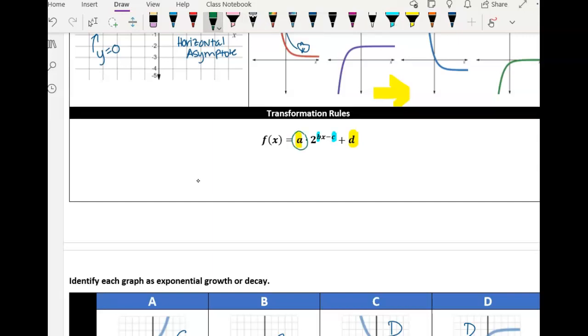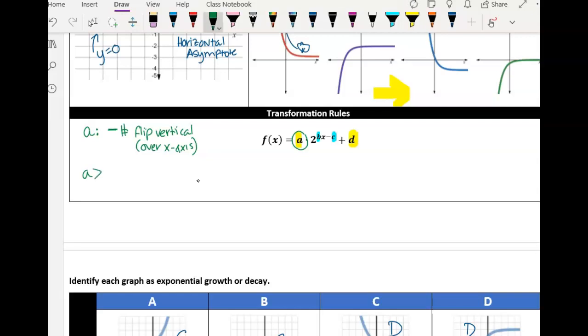So if we take a look at, and we kind of just go back and review, this a value, its major impact was that if it was a negative number, it did a flip, okay? It flipped the graph vertically. There's a vertical reflection, a vertical flip, right? It means that it's flipping over the x-axis, okay?